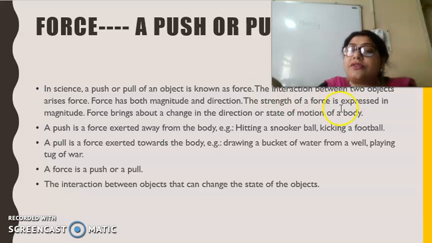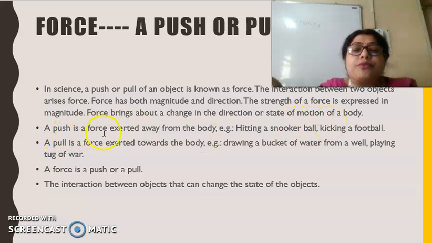The strength of a force is expressed in the form of magnitude. The unit of force is the Newton, and Newton helps us understand how much force is applied on a body. Force will bring about a change in the direction or state of motion of a body.